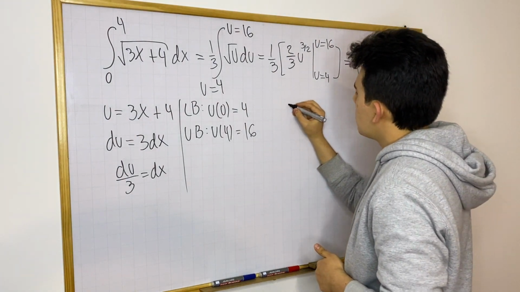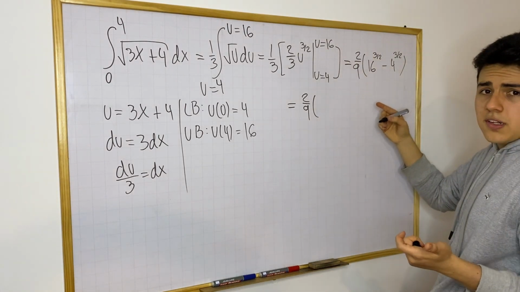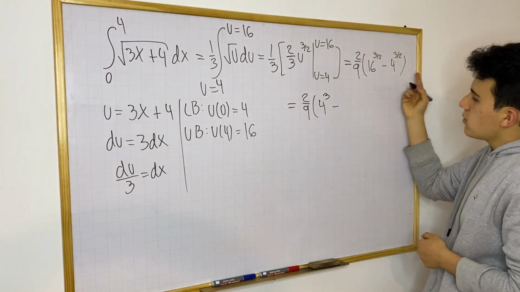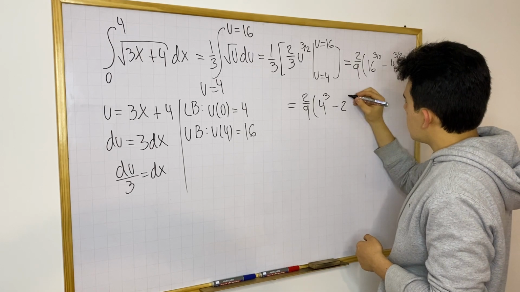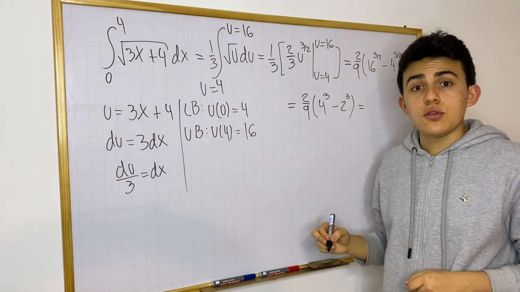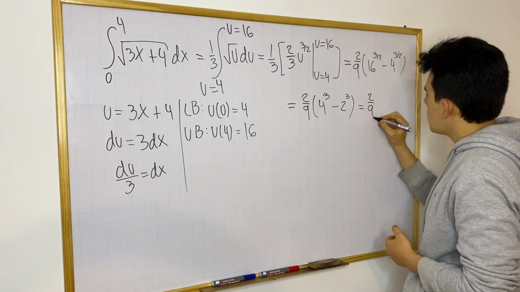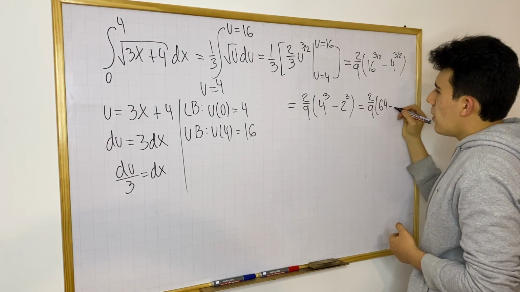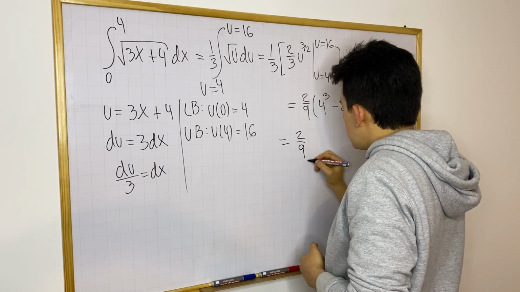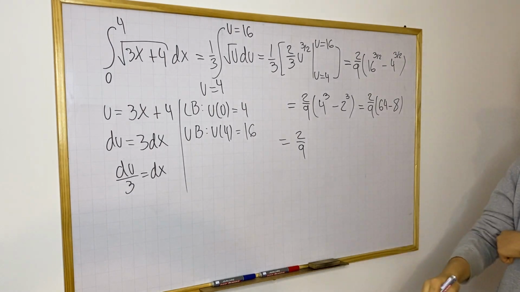So we can do something nice. Here, this is going to be 2 divided by 9 times, now the square root of 16, we know that's going to be 4. So we have 4 to the third power minus the square root of 4, that's going to be 2, and we have 2 to the third power. We know that's going to be 16 times 4, that's 64, because you have 32 times 2, that's 64. So it's going to be 2 over 9 times 64 minus 8, okay? And now this is very simple to solve. This is going to be 2 over 9, and now we just need to complete this subtraction. And this is just going to be 56, okay?